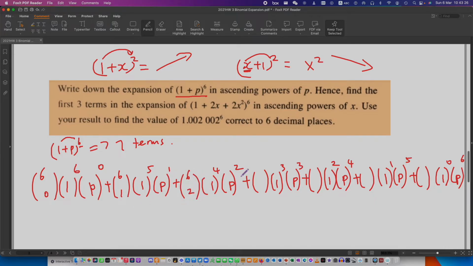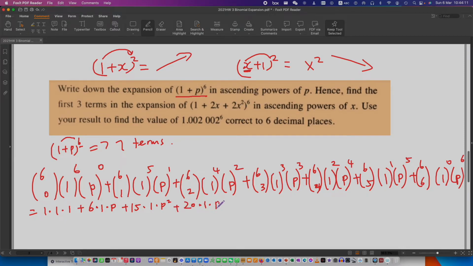So this is 6 choose 2, 6 choose 3, 6 choose 4. In fact, it's pretty easy. 0, 1, 2, 3, 4. So it's 6 choose 5, 6 choose 6. So therefore, can you help me out? I think 6 choose 0 is 1, right? Yes. Okay, so the first one is all 1. 6 choose 1, I think is 6. Yes. Okay, good. So it's times 1 times p. 6 choose 2? 15. Times 1 times p to the power 2. 6 choose 3? 20.